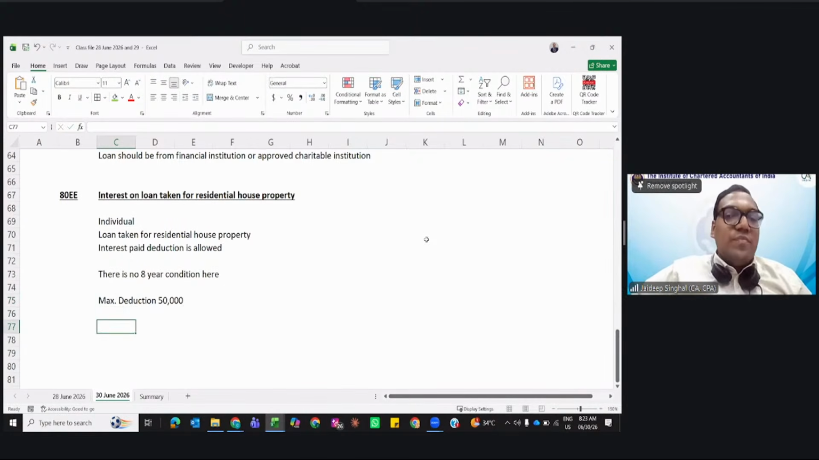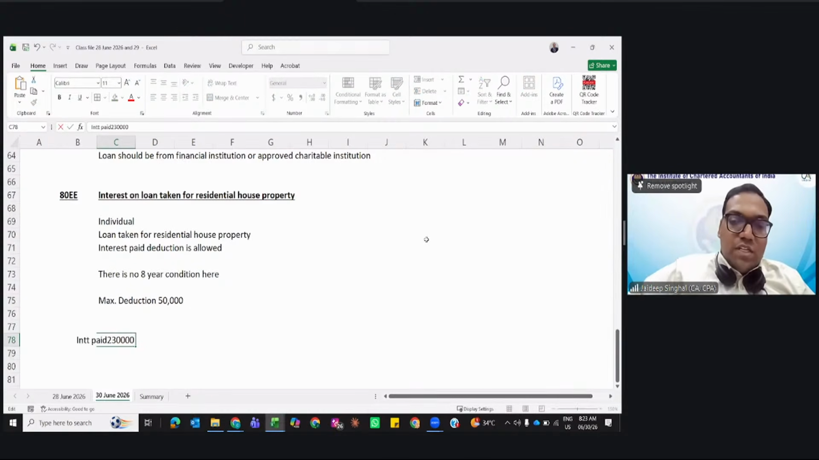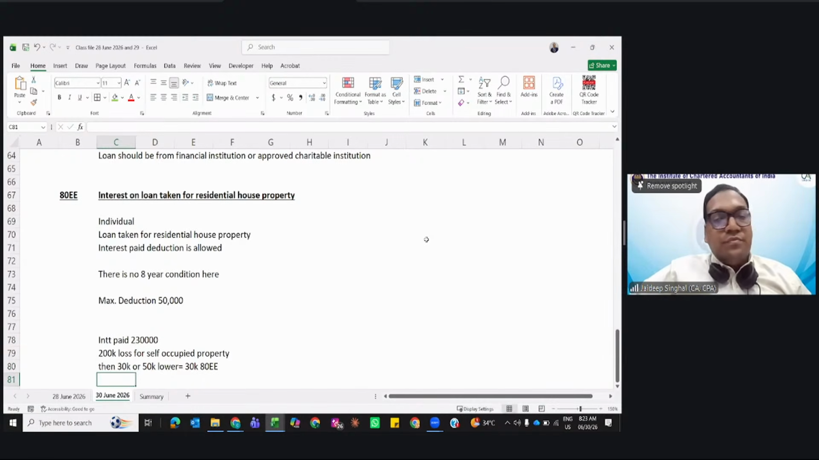30K, right? Let's suppose interest paid is 2,30,000. First you will take 200K as loss for the self-occupied property. Then 30K or 50K, whichever is lower, equal to 30K, is under 80EE. Clear?